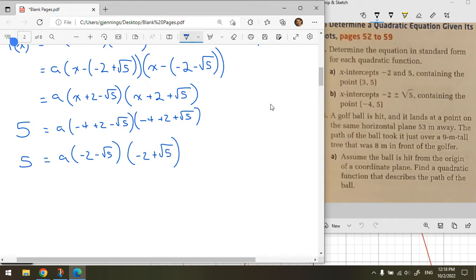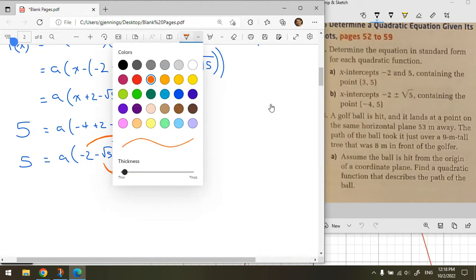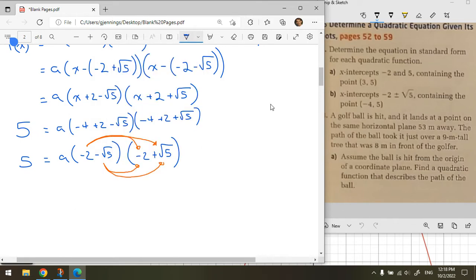All right, now how do we do this multiplication? We've been asked to multiply these two numbers, and they're just numbers. -2 minus root 5 is one number, and -2 plus root 5 is one number. When you're multiplying two things, use your FOIL rule like this. -2 times -2, -2 times positive root 5, minus root 5 times -2, and minus root 5 times positive root 5. It's the same as multiplying two binomials. So let's go for it.